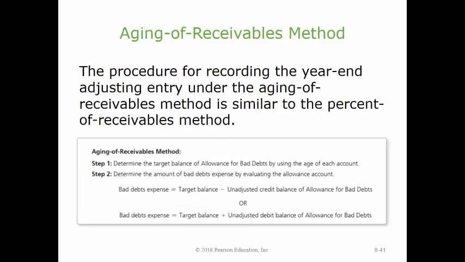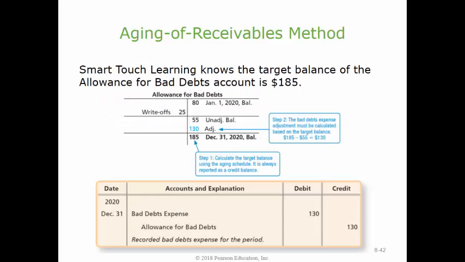The procedure for recording the year-end adjusting entry under the aging of receivables method is similar to the percent of receivables method. Based on Exhibit 8.1, Smart Touch Learning knows the target balance of the allowance for bad debts account is $185. Smart Touch Learning will determine its bad debt expense by subtracting the $55 unadjusted credit balance in the allowance account from the target balance, which is $185.